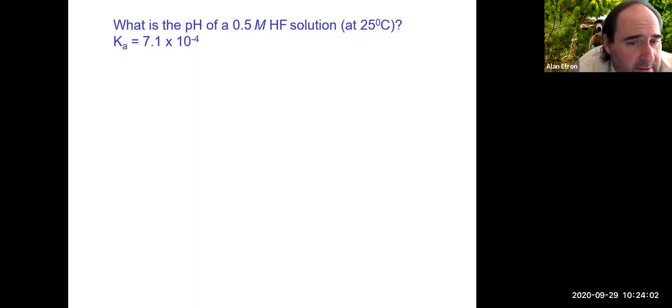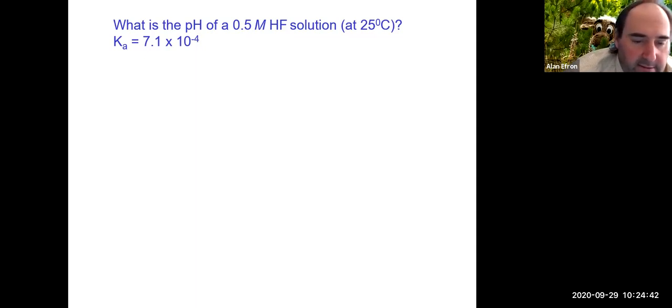The good news is we work these ICE tables exactly the same way as we did in the previous chapter. The only main difference here is we're not usually interested in what everybody's concentration is at equilibrium. We're actually just interested in the H plus concentration, because that's going to allow us to calculate the pH. So we want to approach this the exact same way as we would approach any other equilibrium problem. And again, the difference here will come at the end. We're not going to be looking for everybody's concentration, just the H plus, so that we can then put it into the pH. So let's go through this one together so you can see how it all works.